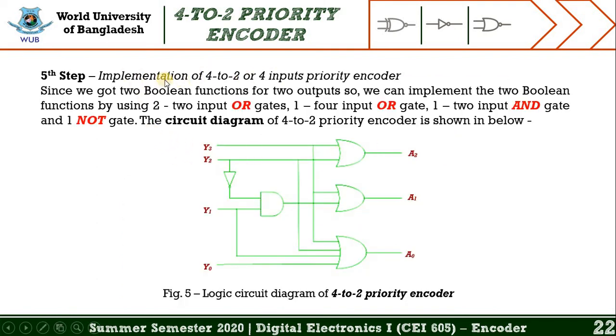The fifth step is the implementation of this encoder. Since we got two Boolean functions for two outputs, we can implement them by using one 2-input OR gate, one 4-input OR gate, one 2-input AND gate, and last one NOT gate. We have already seen these types of gates, which are represented in figure number 4, so we don't have any confusion. So let's move into the next slide.